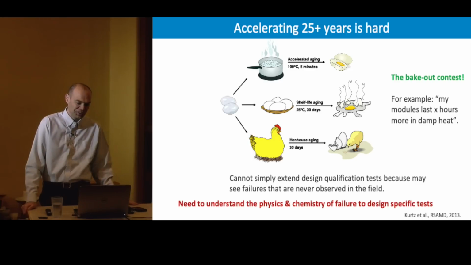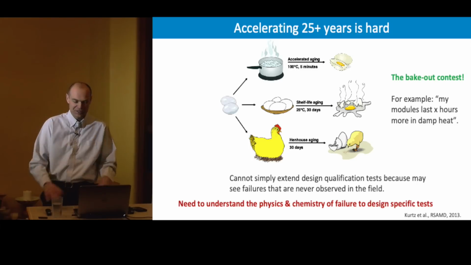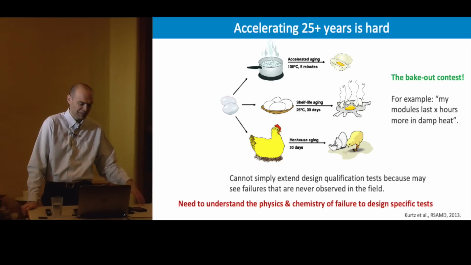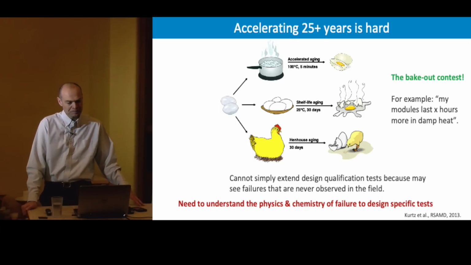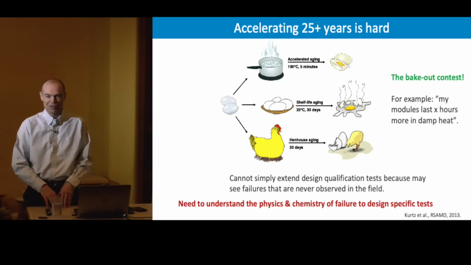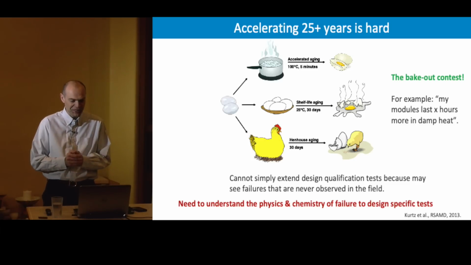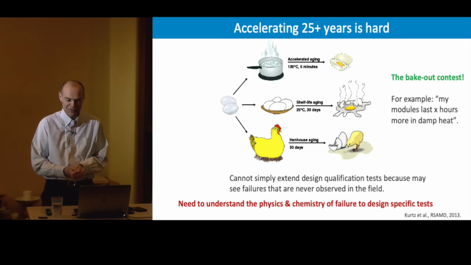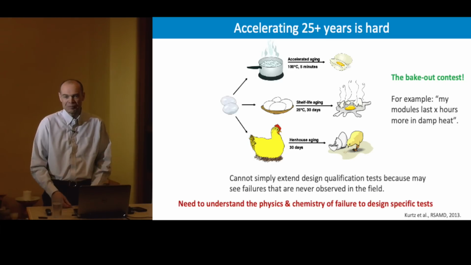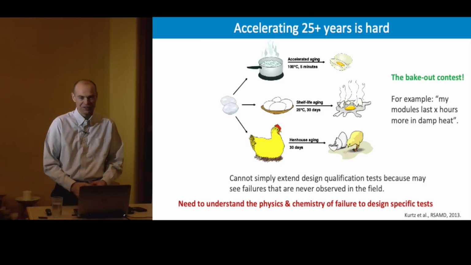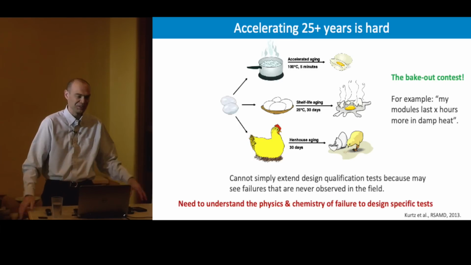And we called these bake-off contests when I first started at NREL. So manufacturers would have, it's like the bread and butter test, 1,000 hours in the design qualification test of damp heat, which is 85 degrees C and 85% relative humidity. It's a pretty difficult test. And the manufacturers extended them to 2,000 hours, 3,000 hours, 4,000 hours. And it was this bake-off contest, but we saw failures in 4,000 hours of damp heat that we've never seen in the field before. And so this is great if your module can pass that, but it's really meaningless because you never see this in the field.